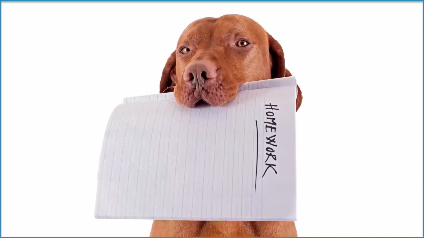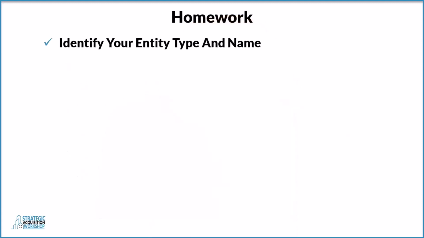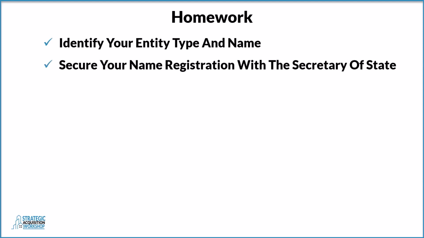All right, let's talk about homework. Identify your entity type. My guess is more likely it's going to be an LLC, and start to choose a name and research that name to make sure that it is, one, available at the Secretary of State's website where you're going to register it. Two, that it is available on GoDaddy, that it does not have a trademark infringement or a copyright infringement. At that point, go ahead and secure that name registration with the Secretary of State.